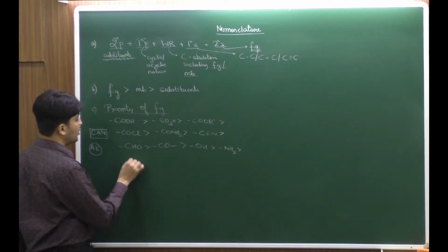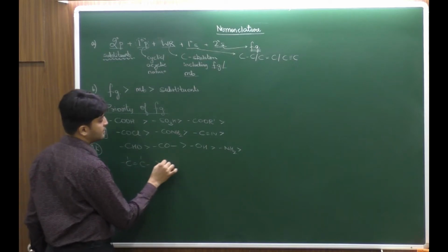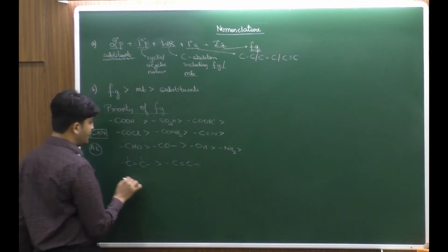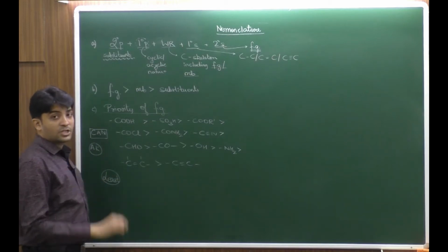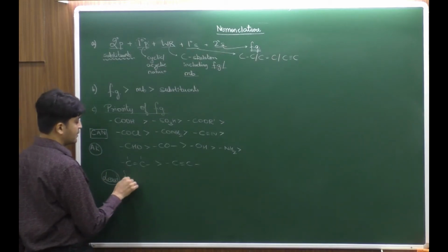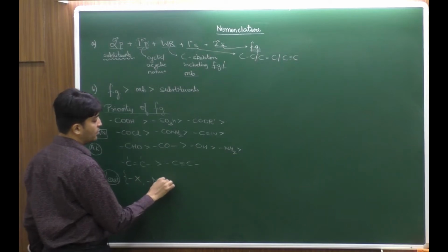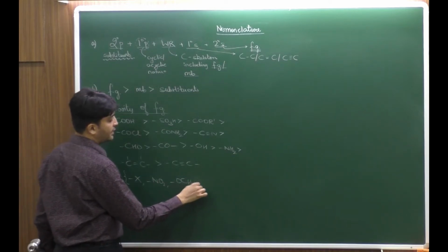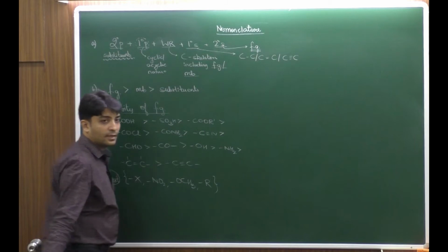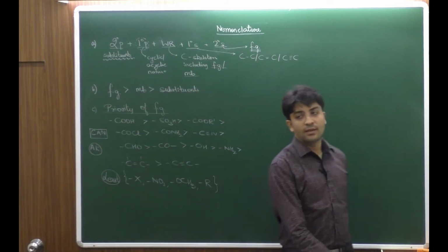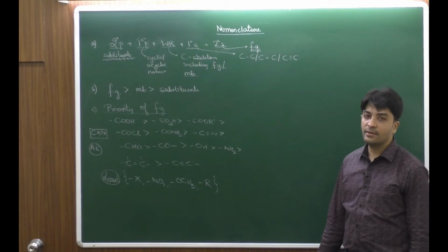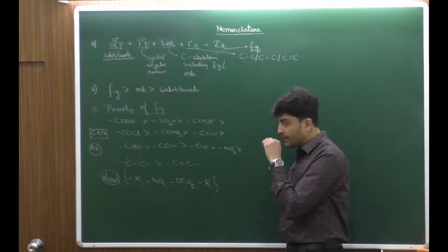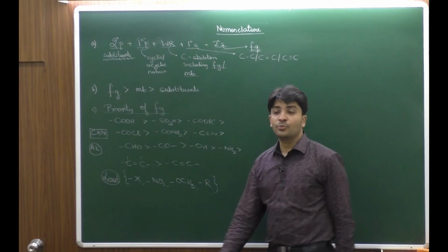Then we have a double bond followed by a triple bond. And the least priority groups, which are basically considered as the substituents, are halo, nitro, alkoxy and alkyl. They are the least priority groups, basically not functional groups, they are merely considered as substituents. Clear? So this is something which is to be remembered.